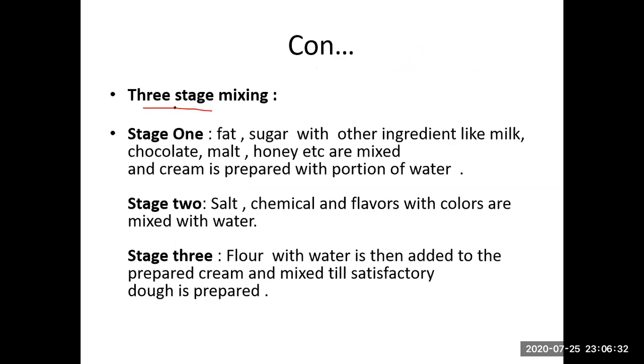Then our 3 stage mixing. In that process, in stage 1, we add mainly fat and sugar with other ingredients, if you want to use milk, chocolate, honey, or cream. With water, we prepare the cream in that stage. In stage 2, we use chemicals and flavor. If you want to add color, you have to add it in this stage. And in stage 3, finally, you are going to use flour.